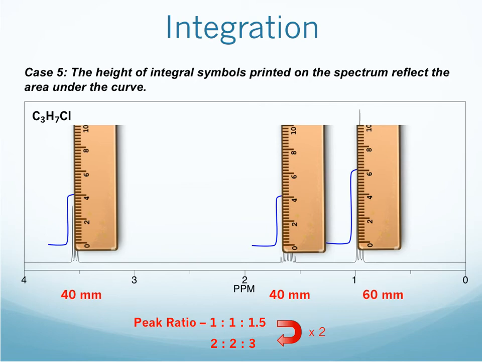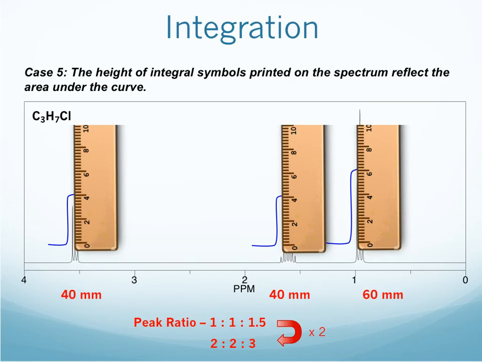So here I've overlaid a ruler on each of these signals, and we can see that we set the bottom of the ruler at the bottom of the integral for 0, and then measure up. So this first one corresponds to a height of 40 millimeters. The second one corresponds to a height of about 40 millimeters. And the third one corresponds to a height of about 60 millimeters. And this gives us our peak ratio.